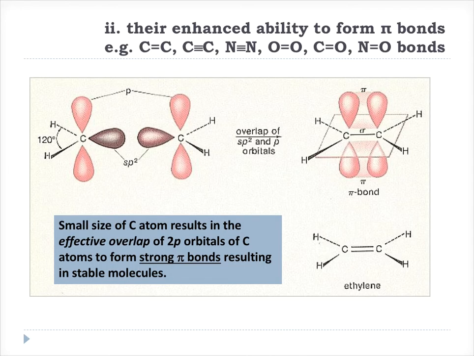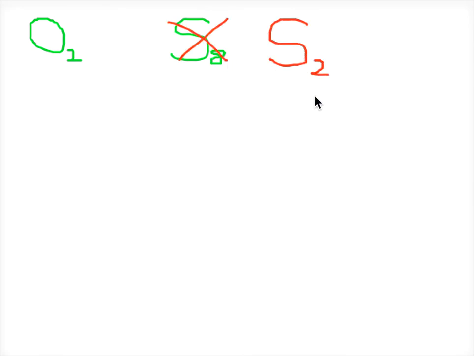Now, another property that period 2 elements have, that makes them exhibit unique properties, is their enhanced ability to form pi bonds. So let's take a look at O2 and S8. Now, let's think about this. Instead of S8, why can't sulfur form S2?